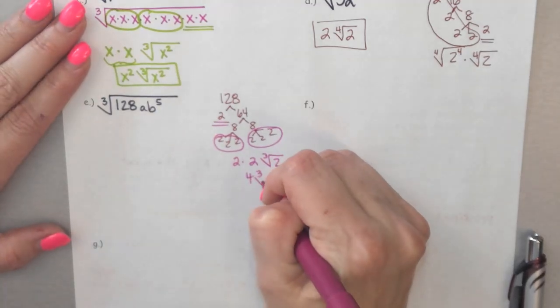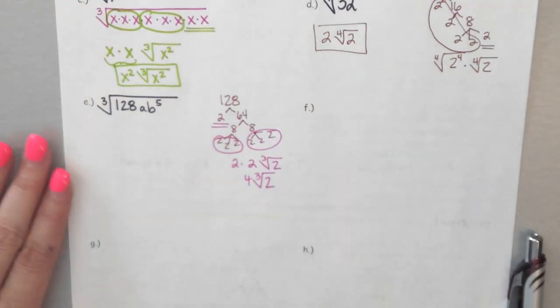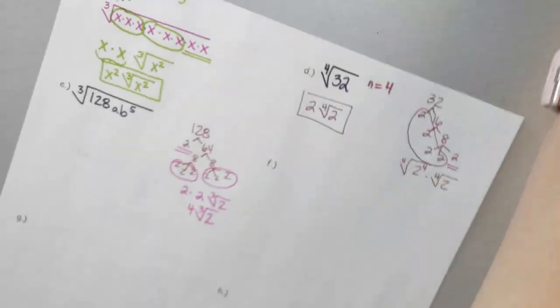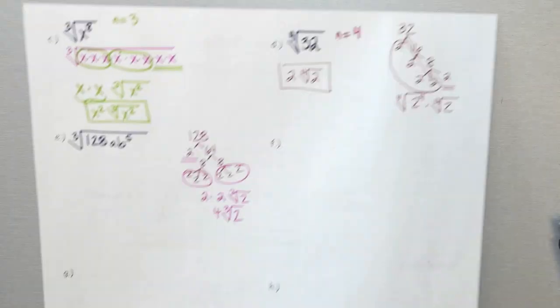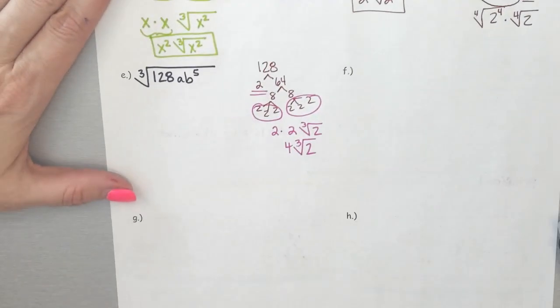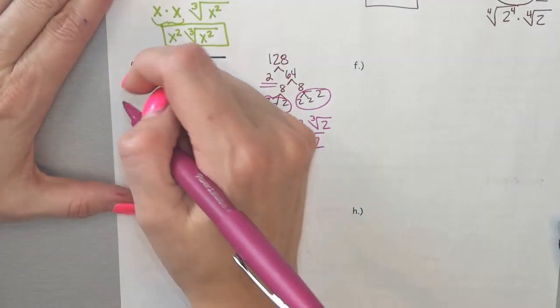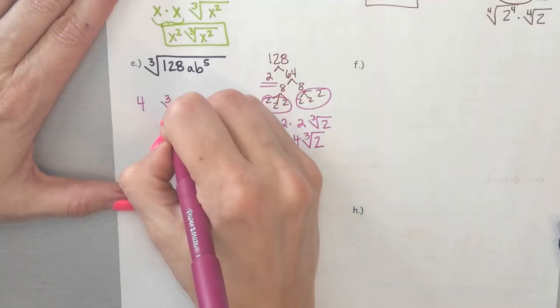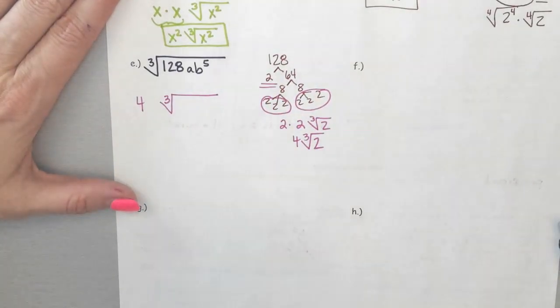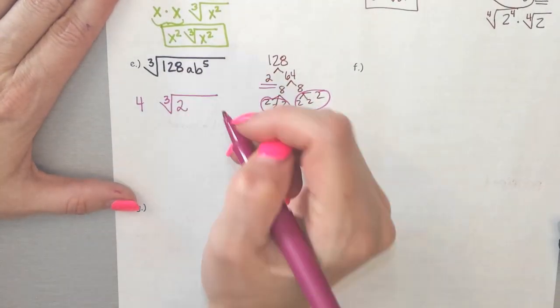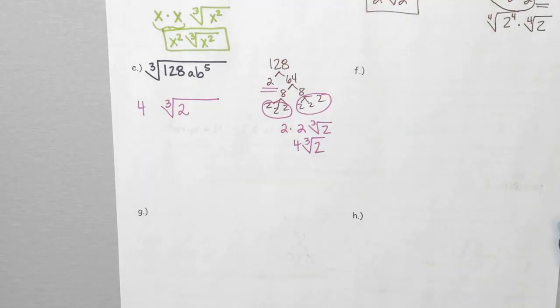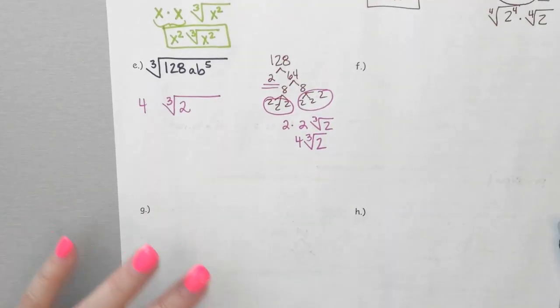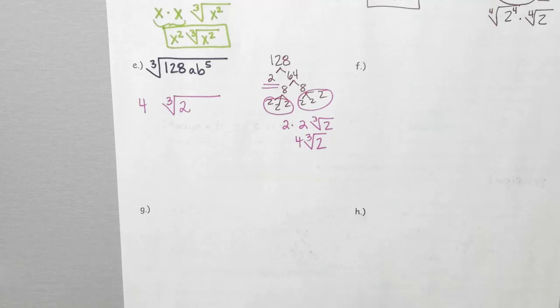So you have 4 cube root of 2. And once you've simplified that part of it, okay, we're going to take a look at the variables together. So when you have 4, all I've done is the 128, so just stay with me there. Okay, and then once you simplified the number, now we're going to go to the variables.